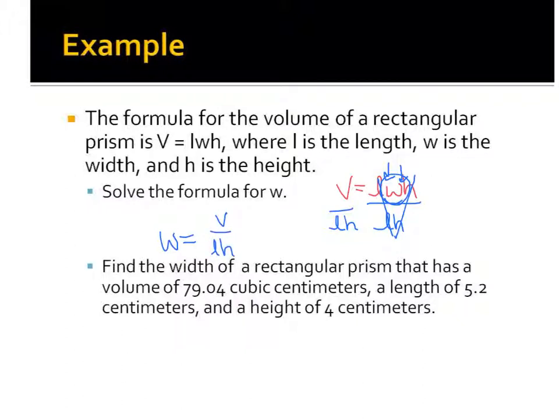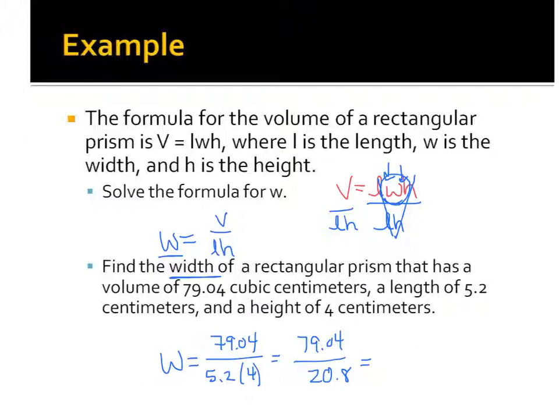We're going to then use that formula in the second part here. Find the width. Well, that's great if I already have W solved for. Of a rectangular prism that has a volume of 79.04, has a length of 5.2, and a height of 4. So that is 79.04 divided by 20.8. And 79.04 divided by 20.8 is 3.8. And my width would just be in centimeters.